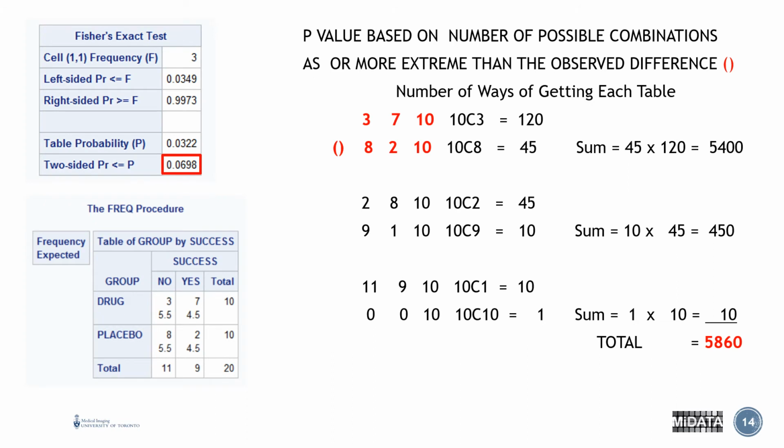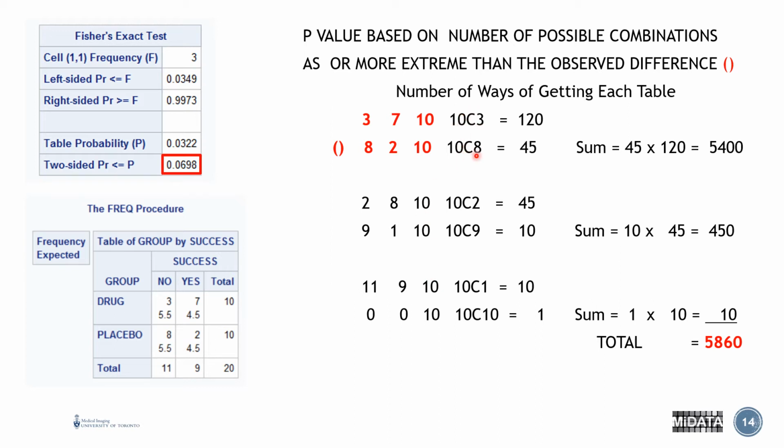So finally, how do we get the exact p-value? In this case, the p-value will be based on the number of possible combinations as or more extreme than the observed difference. So first we calculate the number of ways of getting each table. So I say each table because this is the table we observed. If you remember, this is drug and placebo. And these are two more tables that are more extreme than the one we observed. Don't forget keeping the same row totals.